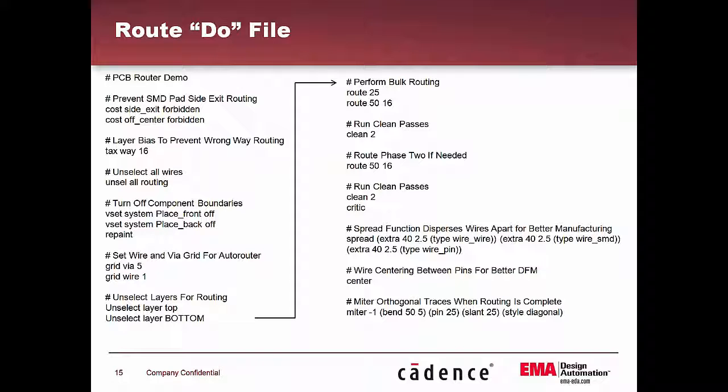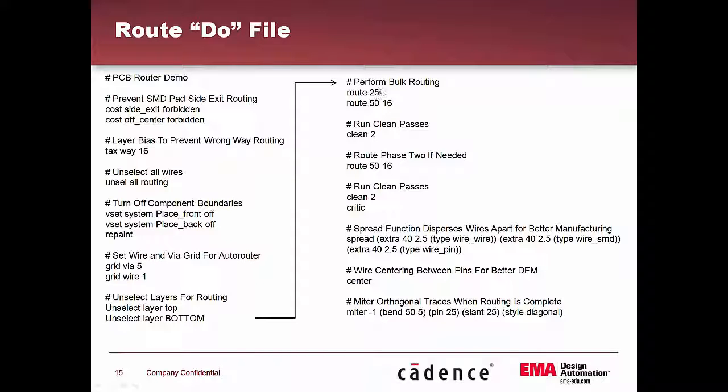And now we actually get into the setup for the autorouter. So down here we have a wire and via grid that we set up to actually do the auto routing. In my case, I'm choosing a 5 mil via grid and a 1 mil wire grid. And to make this design a little bit more challenging for the demo, I'm also unselecting the top and bottom layers, so I'm only allowing the actual design to have 2 layers to route on. And then up here is actually where we get down to the business of doing the routing.